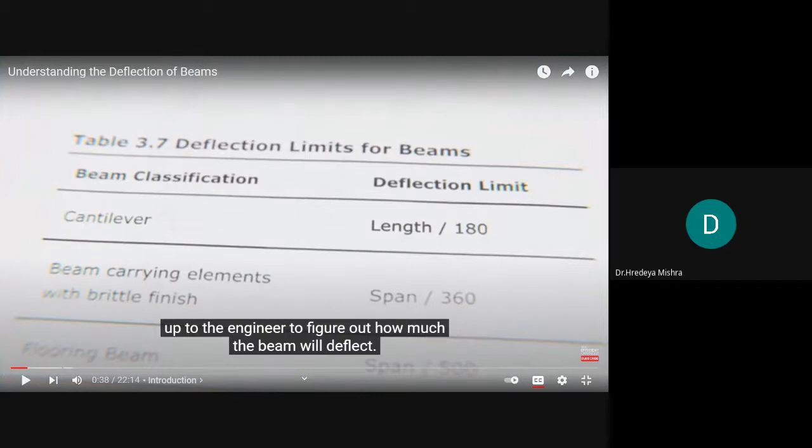In this table, the beam classification includes the cantilever beam, and here is the limit of the deflection. Okay, so the span length over 180 for a beam carrying an element with a brittle finish, and span over 360. So understand this.